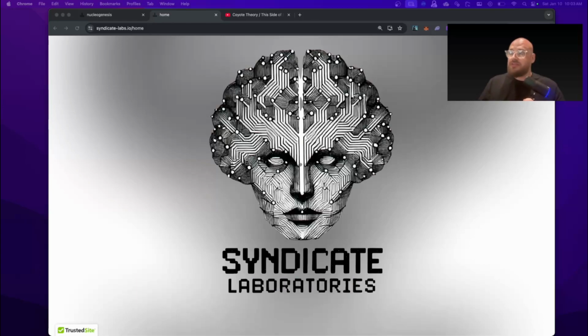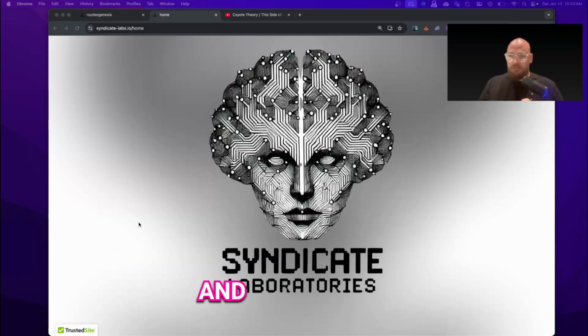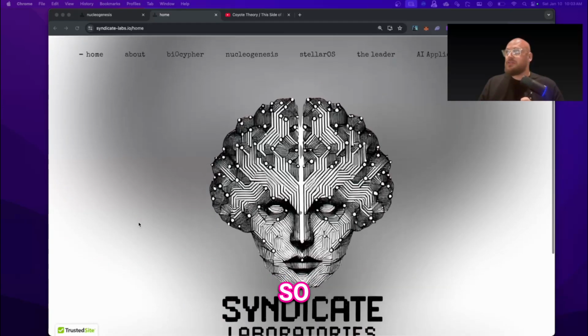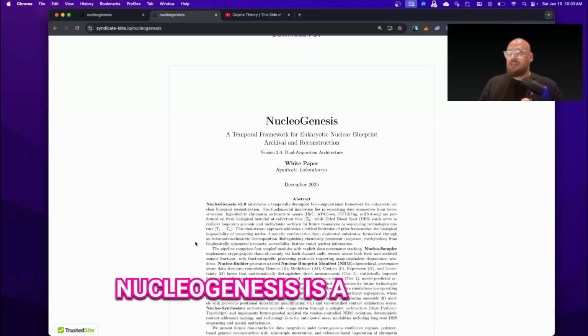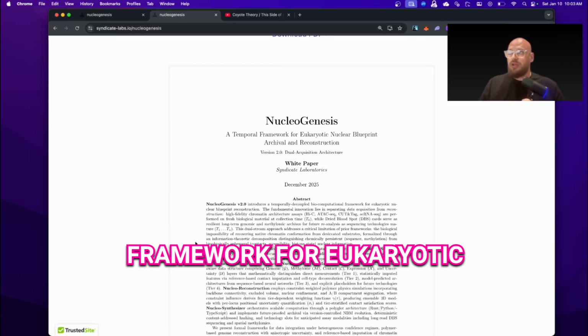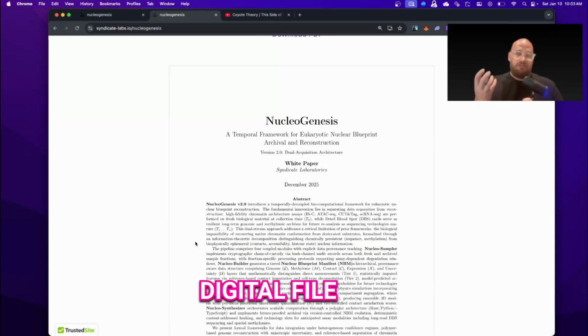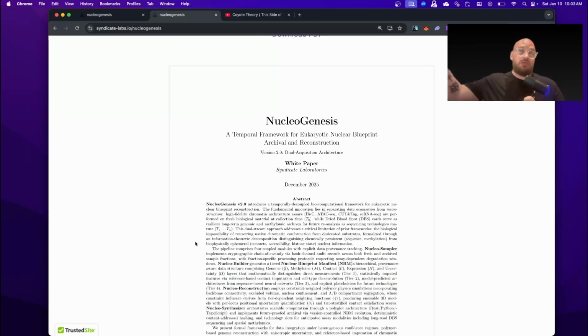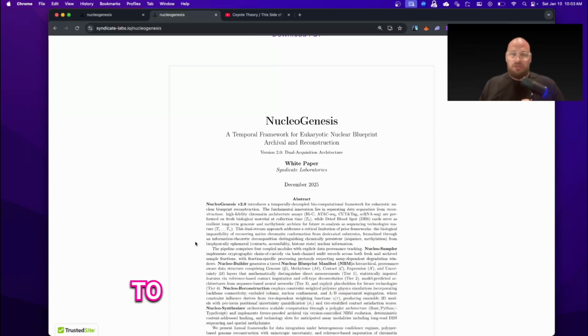All right, so as I mentioned, we're going to go over the Nucleogenesis Project, and I believe we are on part four of nucleogenesis. So, what is nucleogenesis, real quick? Nucleogenesis is a temporal framework for eukaryotic nuclear blueprint archival and reconstruction. Again, it's a mouthful. What it means is developing a digital file of a nucleus that can be used in the future for a synthetic biologist to then be able to reconstruct a nucleus.